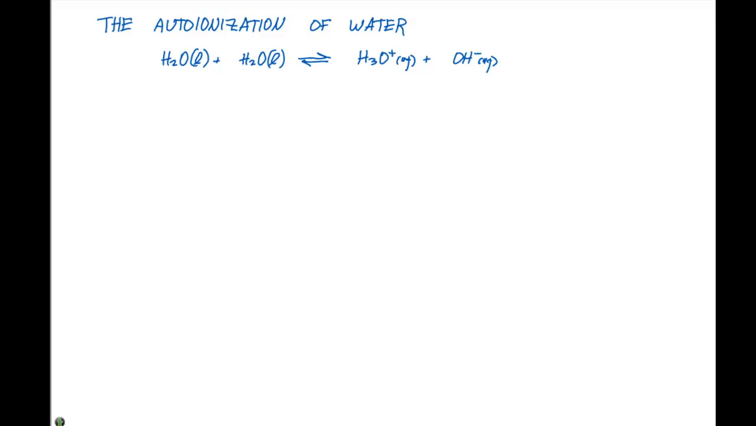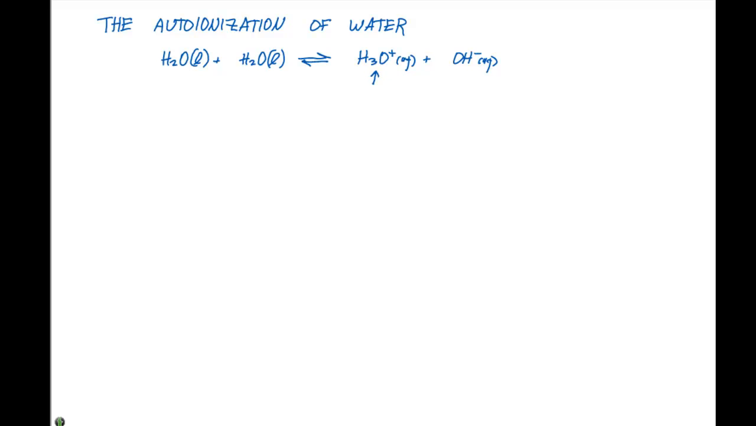So now that we've looked at relative acid-base strength, we need to come up with some kind of convenient scale in order to express this. But before we get to that, let's talk about the autoionization of water. If we have a reaction that we can express as H2O liquid plus H2O liquid in equilibrium with H3O+ plus OH-, we can examine some of the conditions of water.